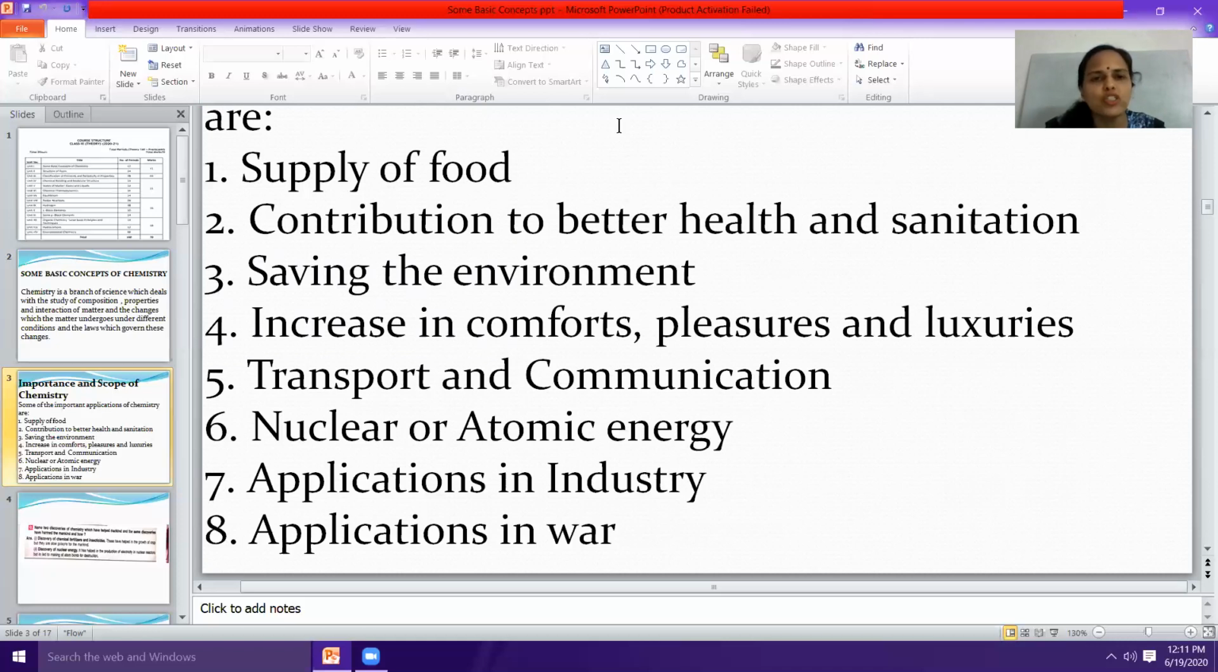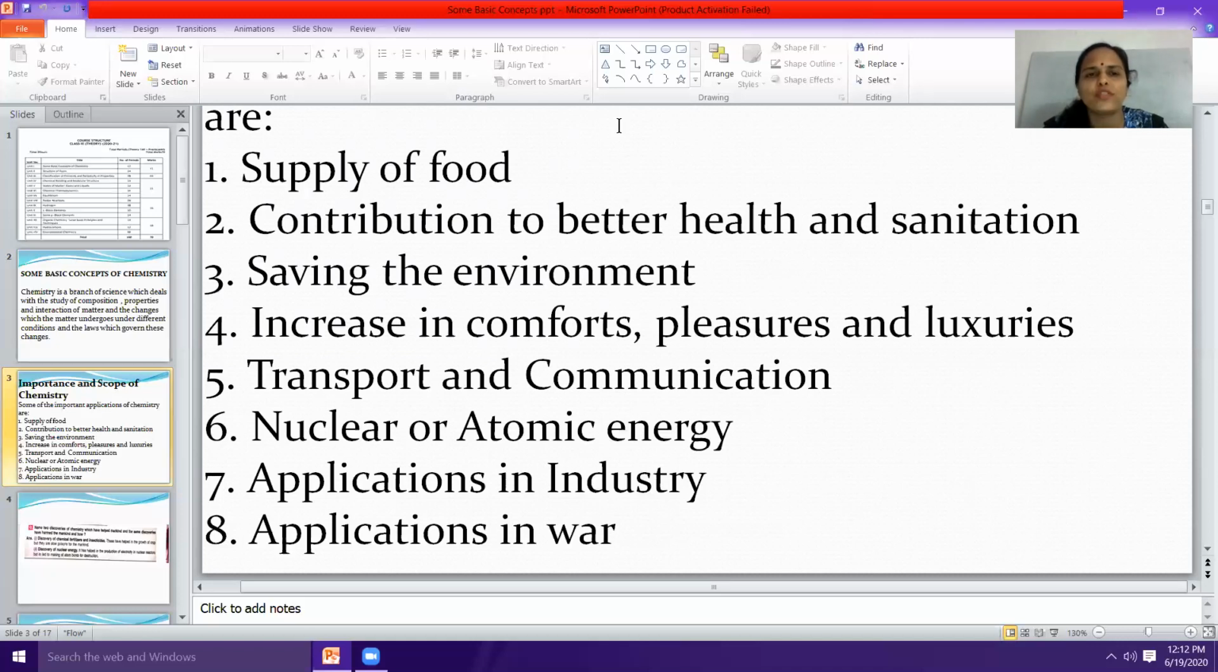The next application is application in industries. Here we see that chemistry has played an important role in the development and growth of a number of industries like paper, glass, textile, leather, dye, paints, varnishes, pharmaceuticals, etc. So it has played a very important role in industries also.